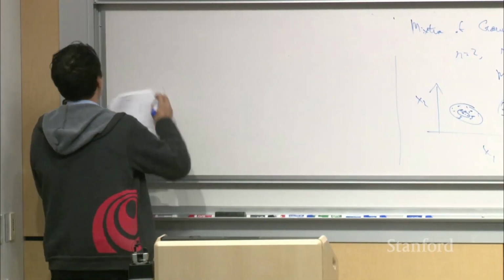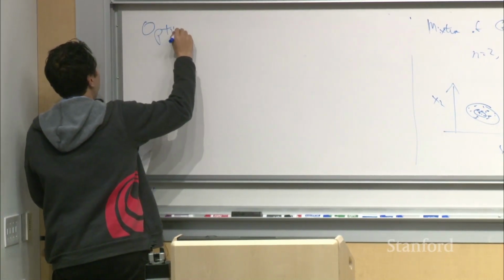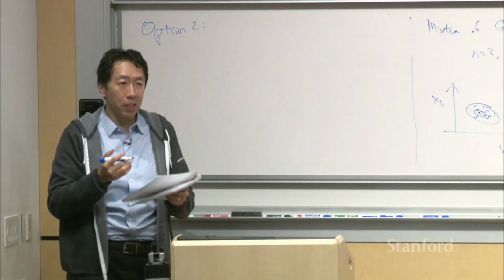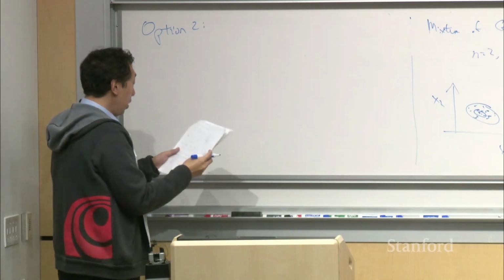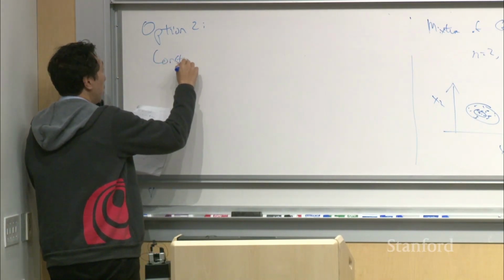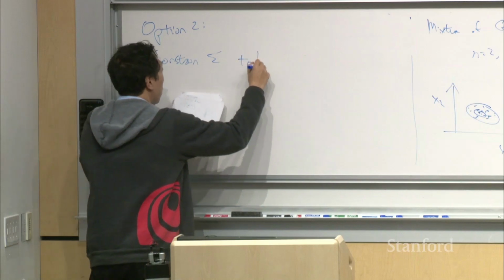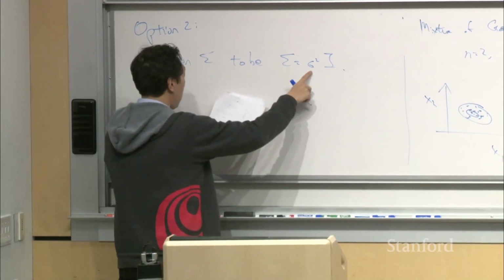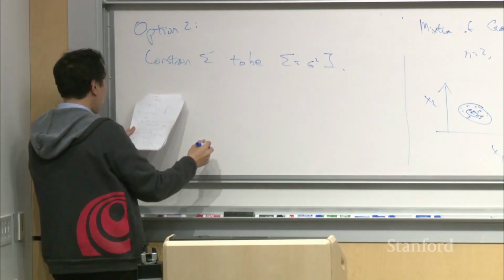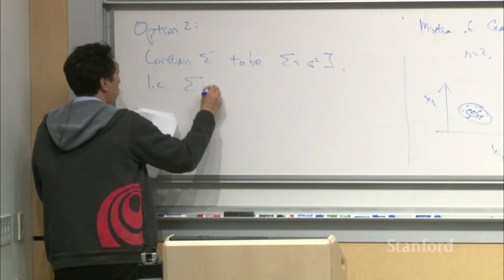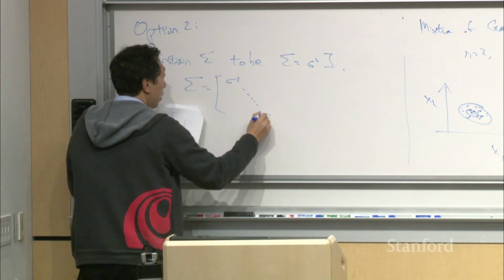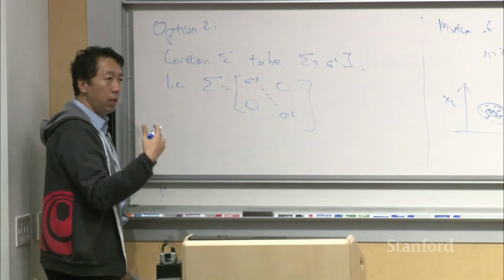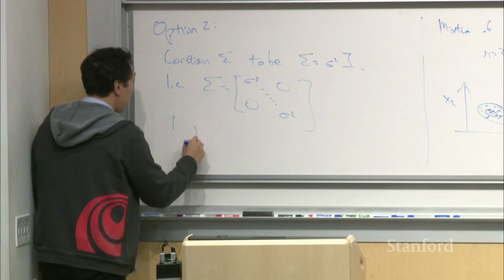Something else that you can do is make an even stronger assumption. So this is an even worse model, but I want to go through it because it will be a building block for what we'll actually do later, which is constrain sigma to be sigma equals lowercase sigma squared times I. So constrain sigma to be not only diagonal, but to have the same entry in every single element. So now you've gone from n parameters to just one parameter.